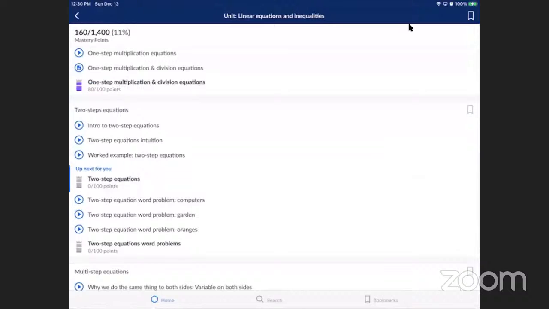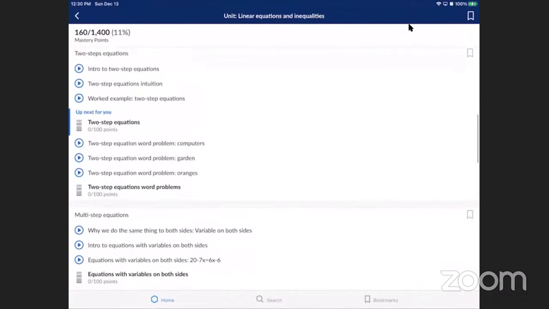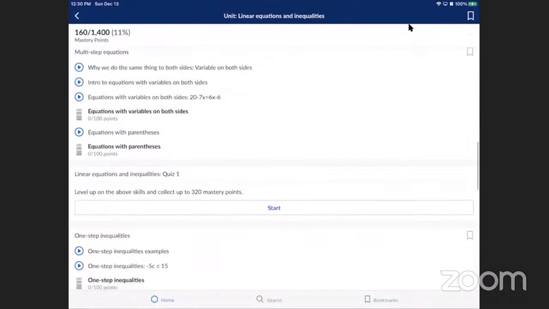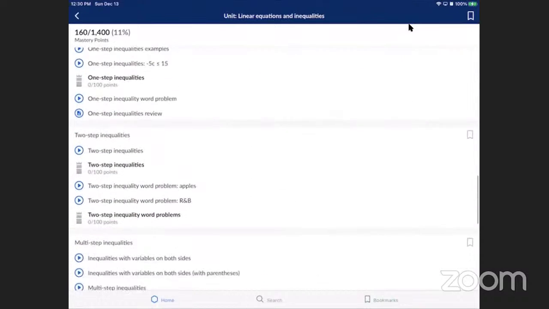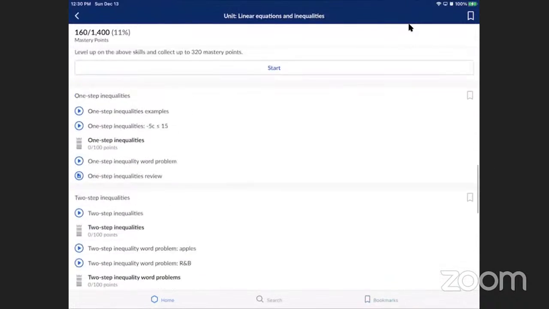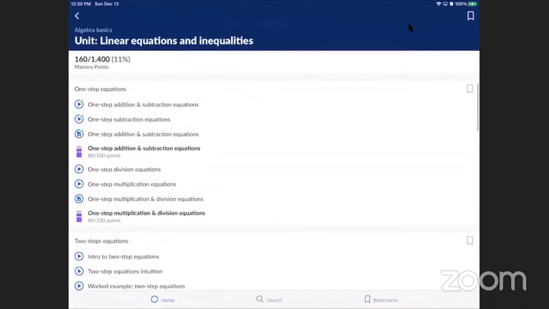I think that's all for one-step multiplication. The next thing we're going to work on is two steps and multi-steps. Wow. And then there's a quiz, and then there's one-step inequalities. There's a lot to do. I'm going to see if I can get through this week.